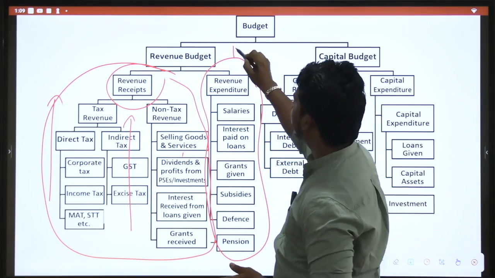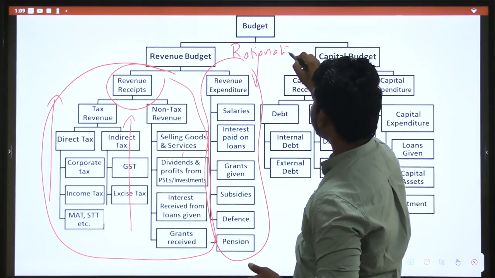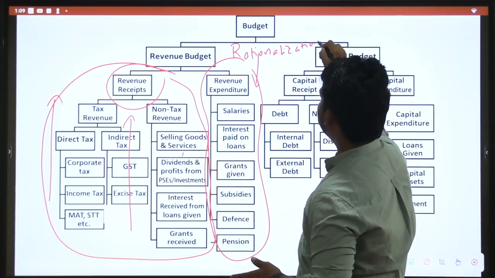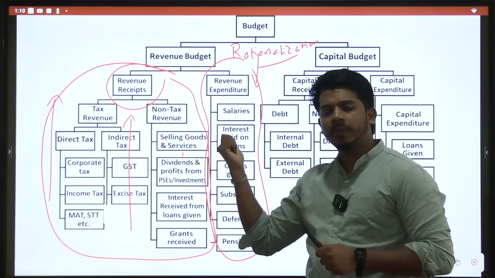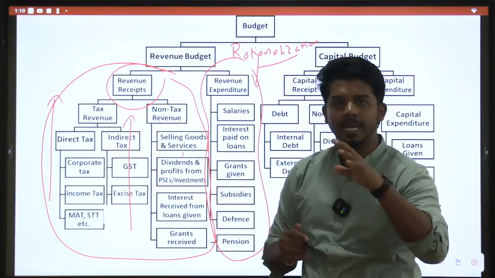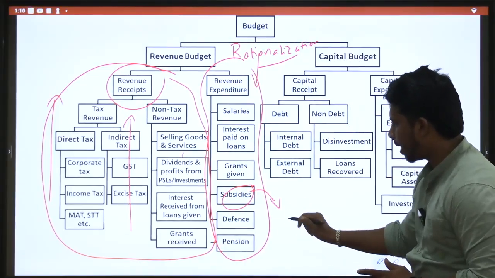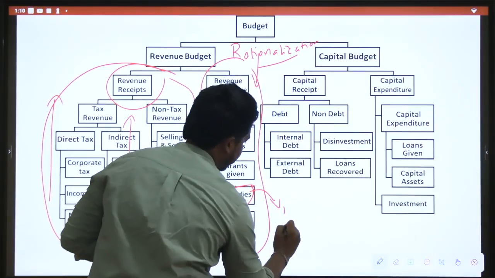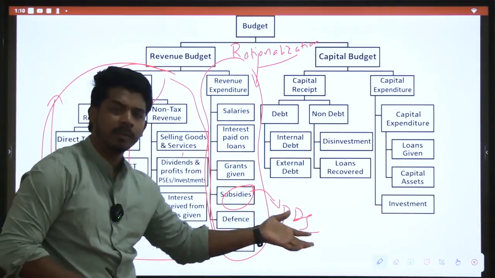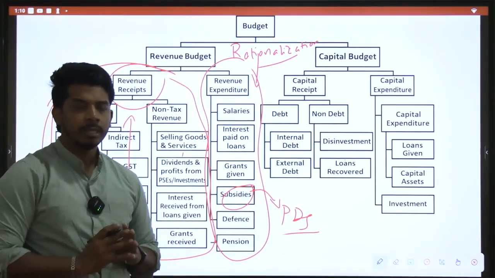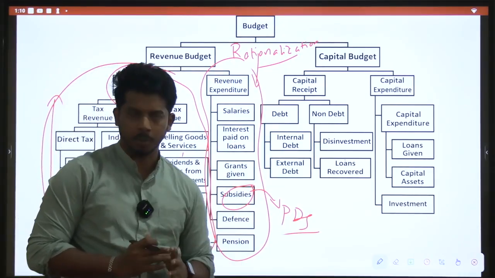So here comes rationalization. Rationalization means I am reducing expenditure without compromising on the essential aspects. Let's take subsidies. Government gives rations to the poor people under the PDS, the public distribution system. Can I completely eliminate it? No, I cannot. Poor people need that support.